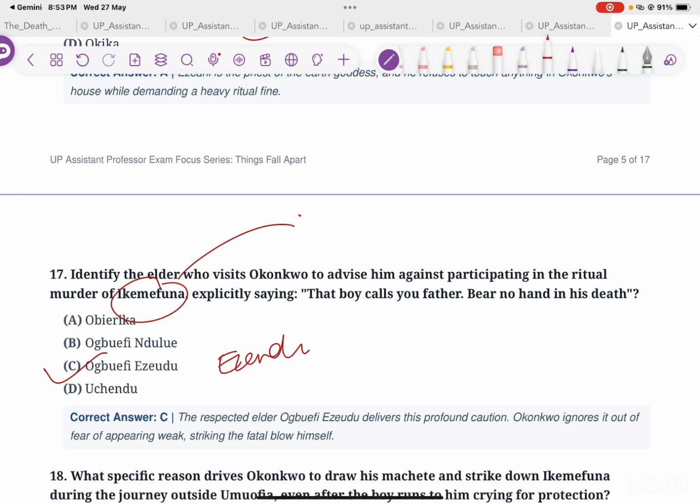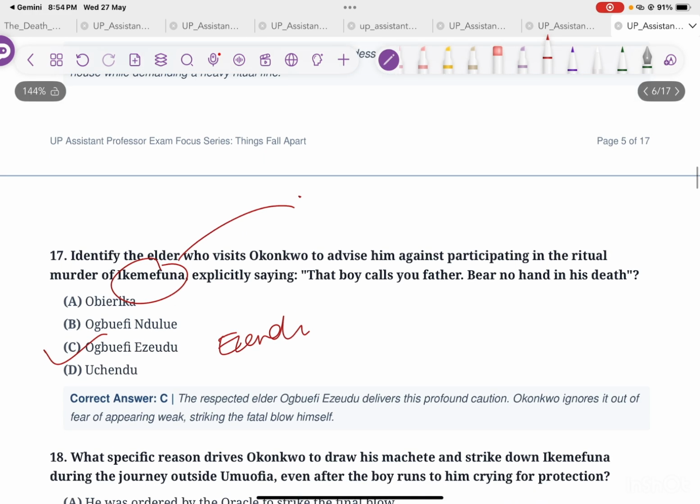But there is one ritual: he has to kill that boy. Ezeudu, who has observed the relationship between Ikemefuna and Okonkwo, advises Okonkwo not to kill the boy because he calls you father. But Okonkwo, in pride, decides to partake and he kills the boy.